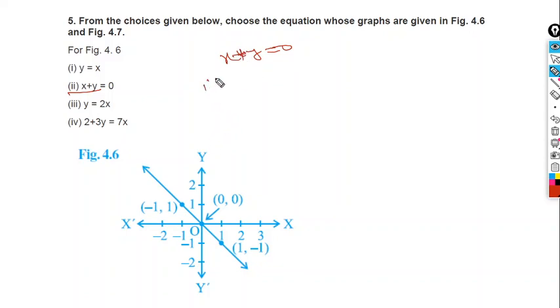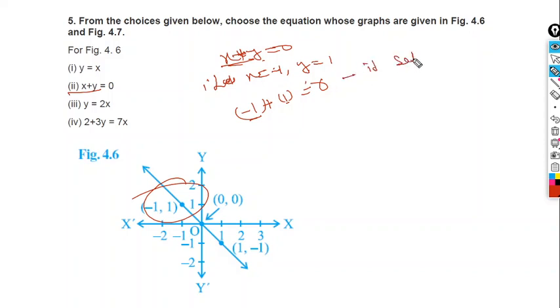So we'll repeat it. Let x equal to minus 1, y equal to 1. That means we are taking this one. Now we'll put the value of x as minus 1 plus y is 1, equal to minus 1 plus 1 is 0. Yes, that means the first point, the point minus 1, 1, is satisfying. Now we'll see whether the second point is satisfying or not.